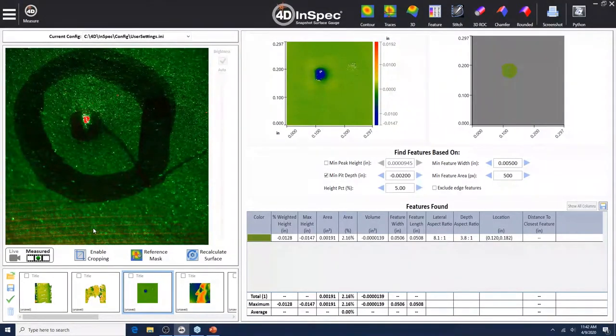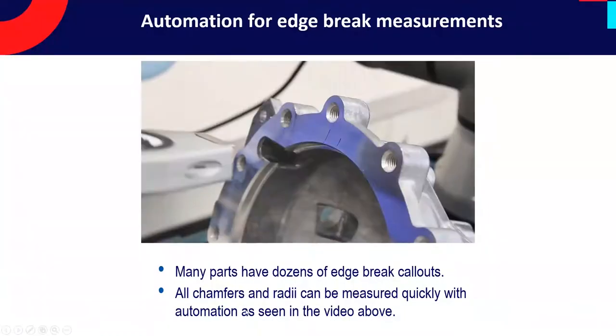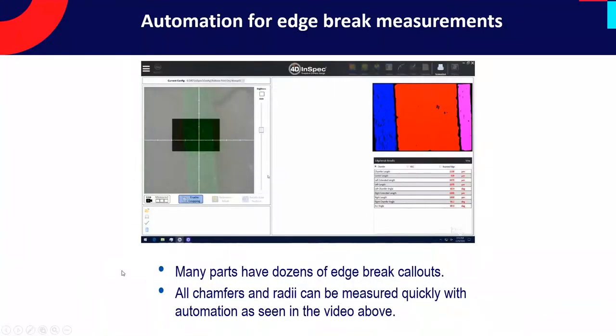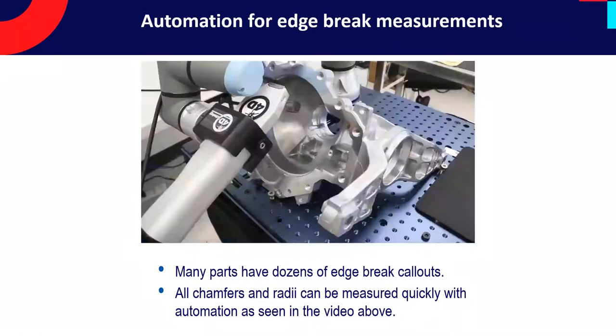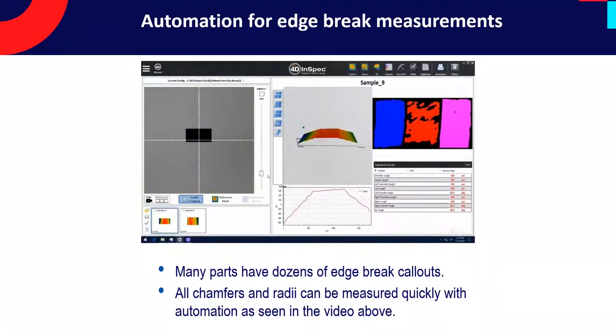I think maybe the last thing was, especially looking at that automotive part that you said had dozens of callouts, something like that would be amenable to automation, right? Yeah, so as I was saying, those have dozens of edge break callouts. Our 4D InSpec is compatible with the UR3 robot and native to our software, and we can use remote access to pair with any other robot.